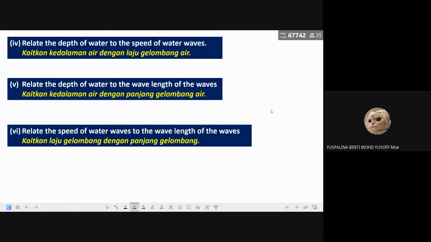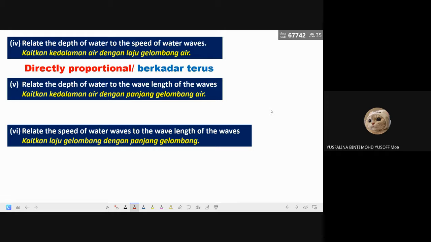So here it asks you to relate. Relate means you can use directly proportional or inversely proportional, right? So we relate the depth of water to the speed of the water wave. The higher the depth of the water, the higher the speed of the water wave, or you can say directly proportional.